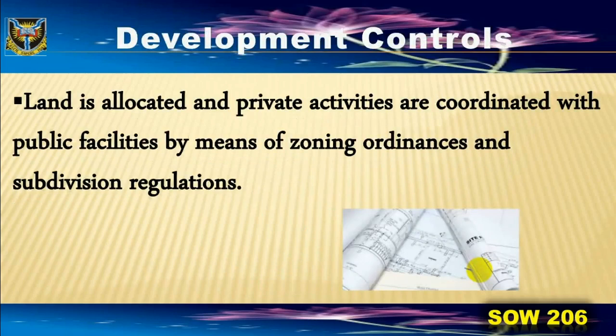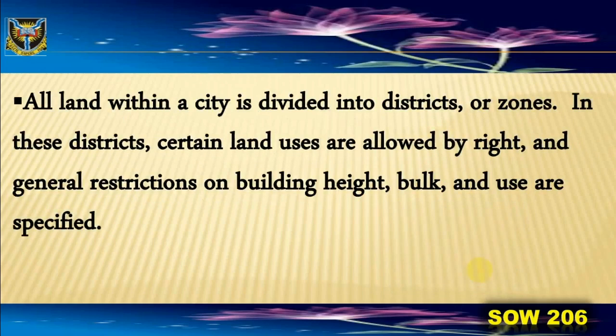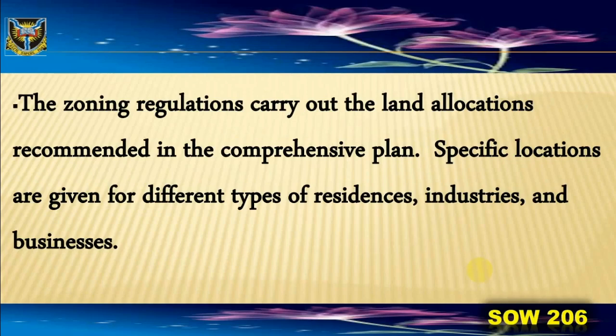Development controls. Land is allocated and private activities are coordinated with public facilities by means of zoning ordinances and subdivision regulations. A zoning ordinance governs how the land may be used and the size, type, and numbers of structures that may be built on the land. All land within a city is divided into districts or zones. In these districts, certain land uses are allowed by right, and general restrictions on building height, bulk, and use are specified. The zoning regulations carry out the land allocations recommended in the comprehensive plan.